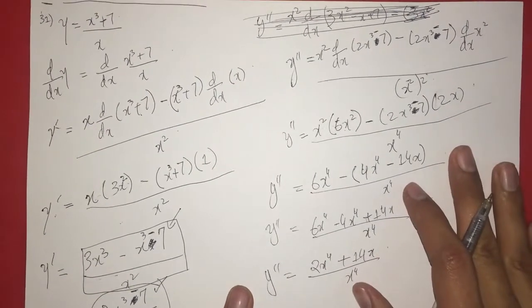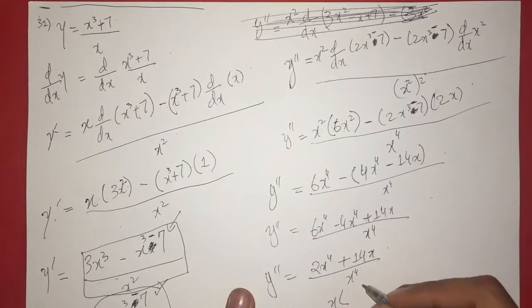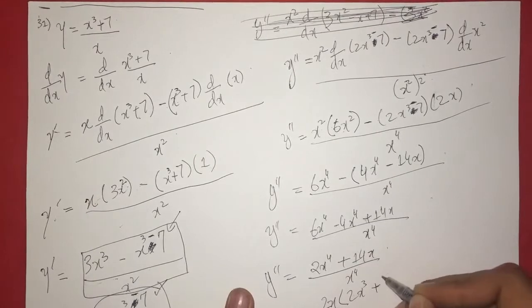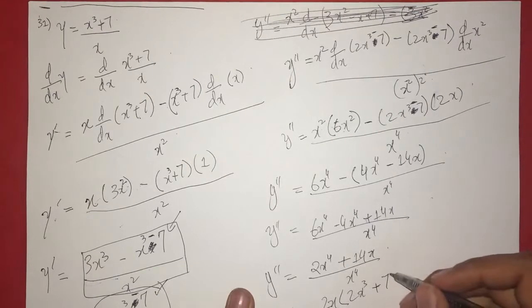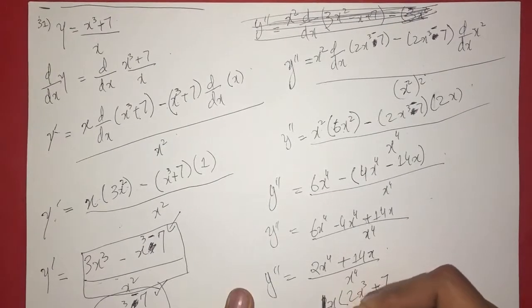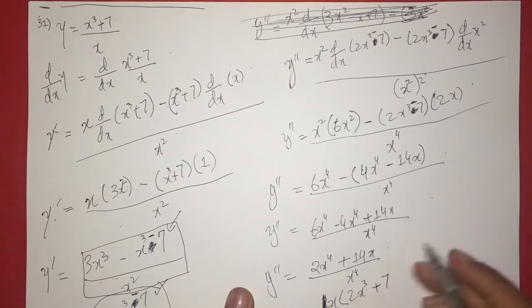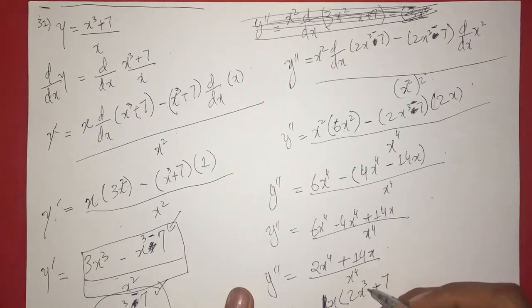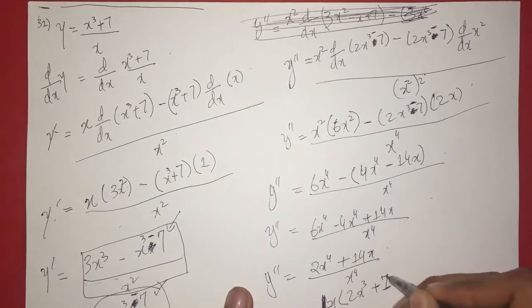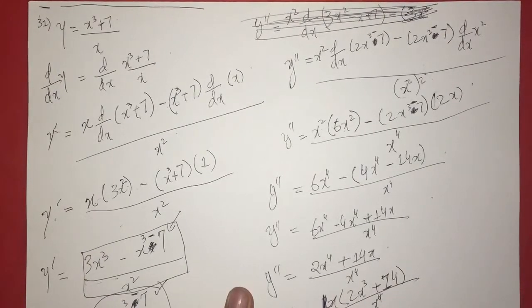You take x common. If you take just x common, because we want to cancel out this x with this, you will be left with 2x cubed plus 14 divided by x power 4. So the power will be cut by 1.